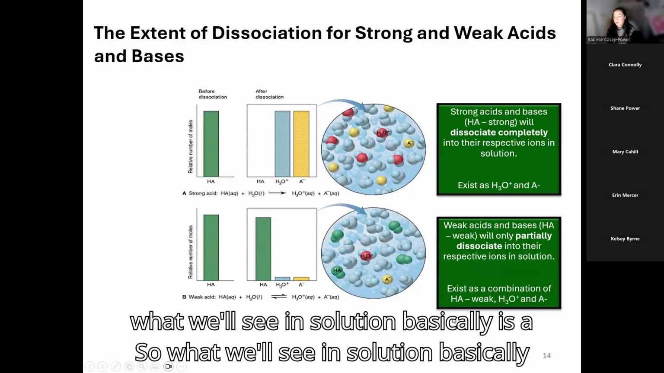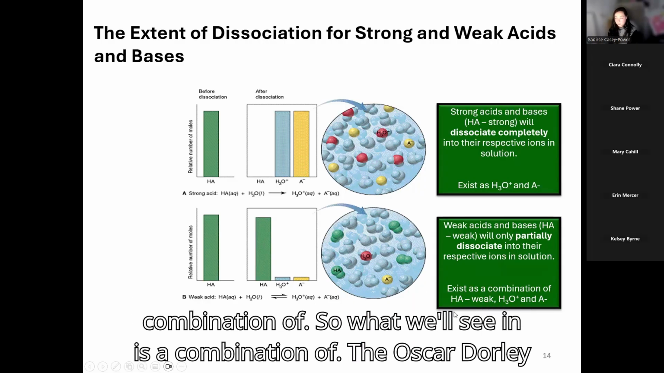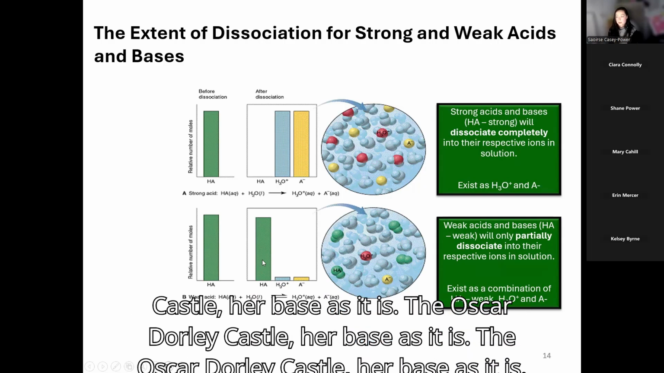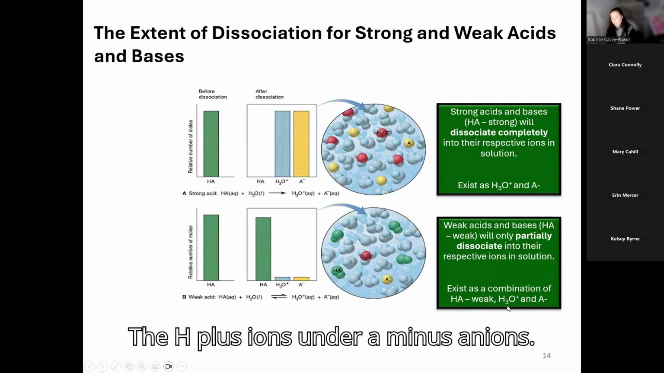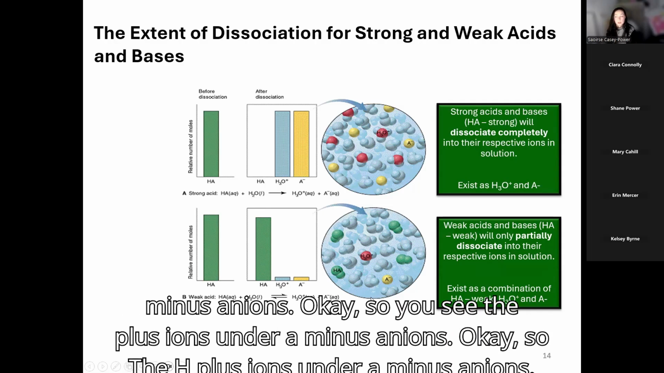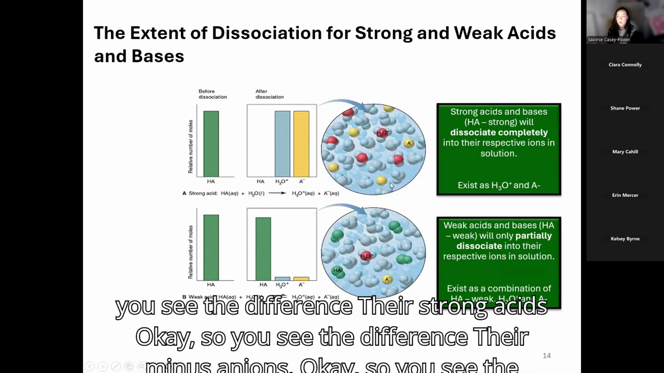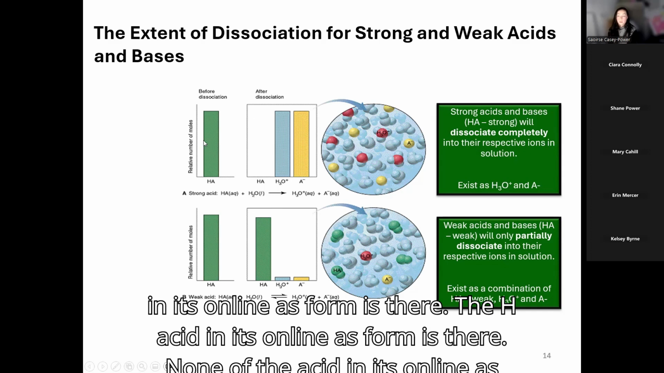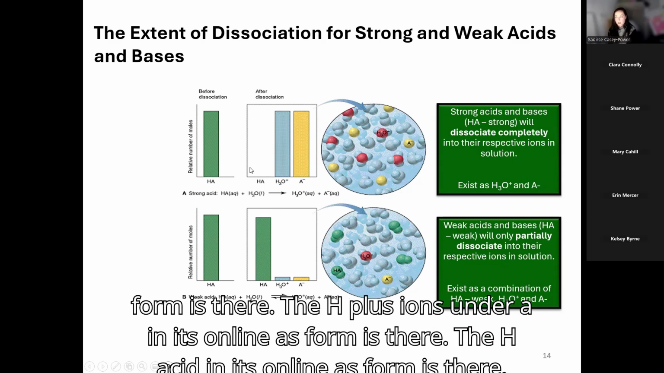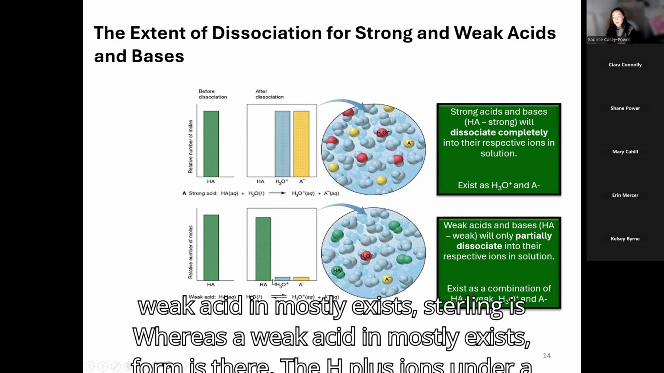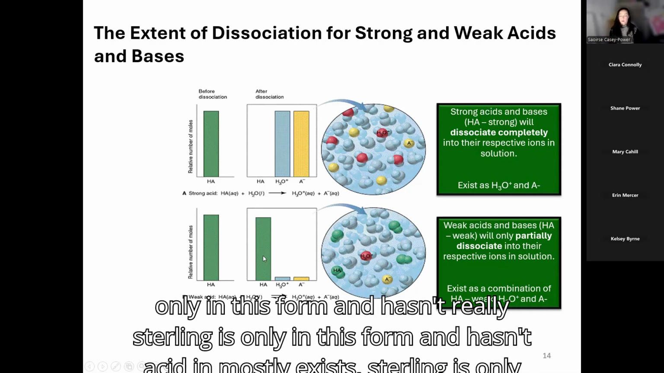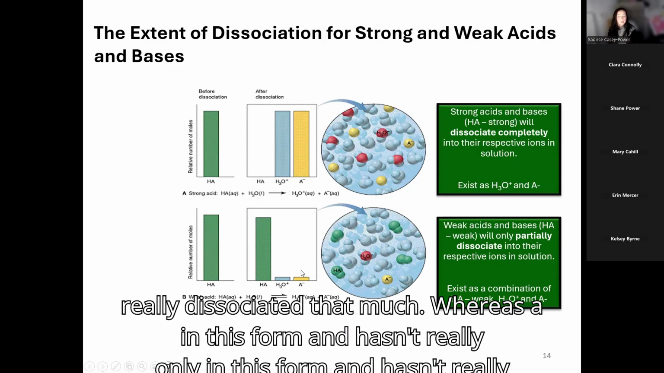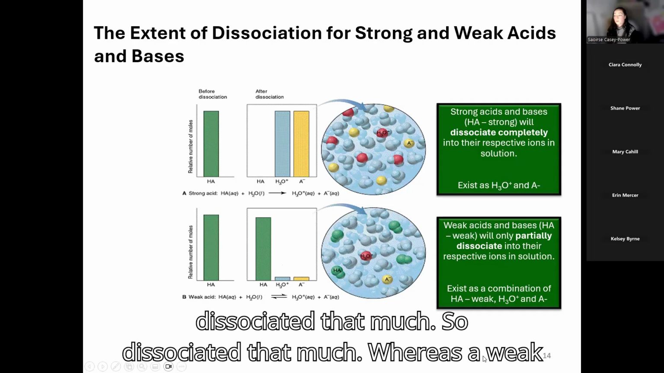So what we'll see in solution basically is a combination of the weak acid or base as it is, the H plus ions, and our A minus anions. So you see the difference there. Strong acids completely dissociate. None of the acid in its unionized form is there, whereas a weak acid mostly still exists in its unionized form and hasn't really dissociated that much.